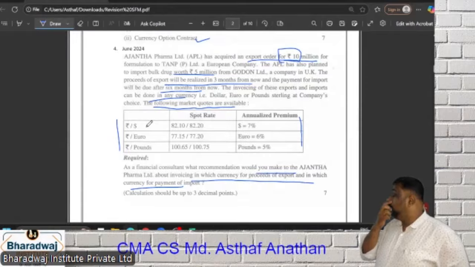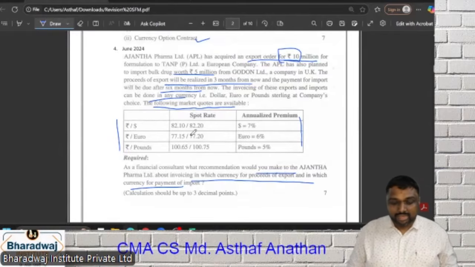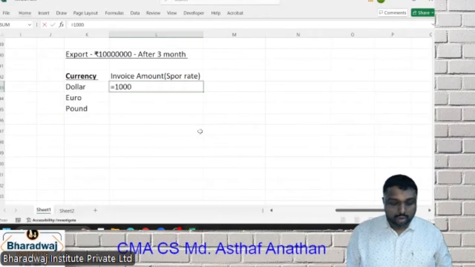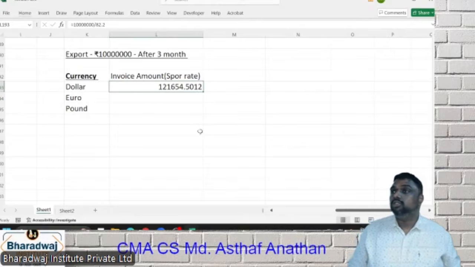So you have to take what? Ask rate. So your ask rate is what? 82.2. So what will be the amount? You have 10 million divided by 82.2. This is your invoice rate.